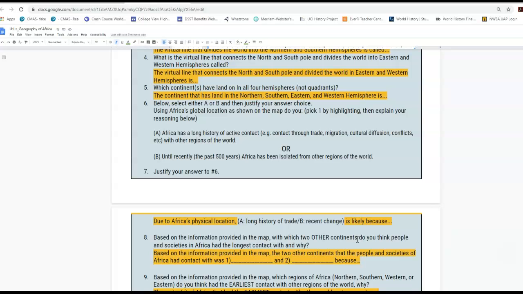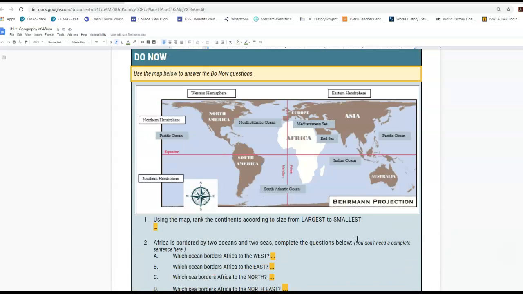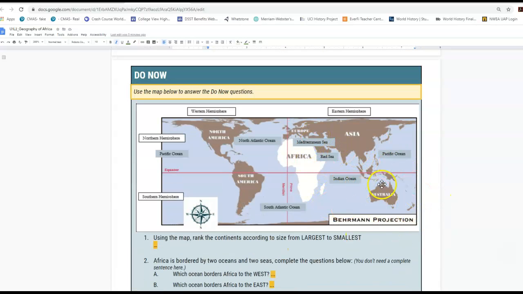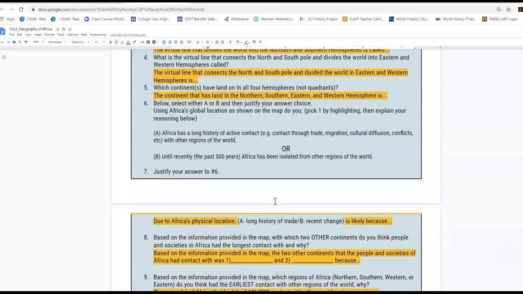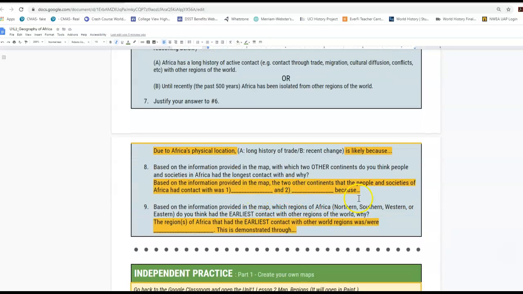Number 8. Based on the information provided in the map, with which 2 other countries do you think the societies in Africa had the longest contact with, and why? So if you look at this map, what other regions do you think they had a lot of trade contact with? Do you think it was Europe, Asia, Australia, North and South America? Who do you think they had a lot of interactions with? And also tell me why. So 1, 2, because.